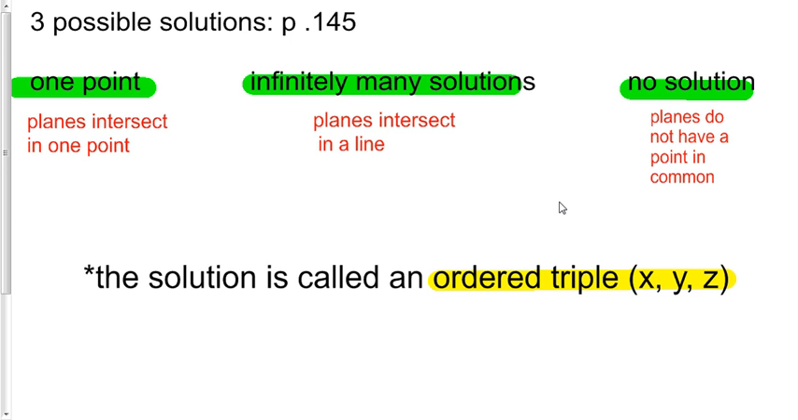You can see pictures of the graphs on page 145 in your textbook. Because there's three variables, your solution is called an ordered triple. Most of the time it's x, y, z, but if you have different letters, they go in alphabetical order. For example, a, b, c could also be the order of your solutions.